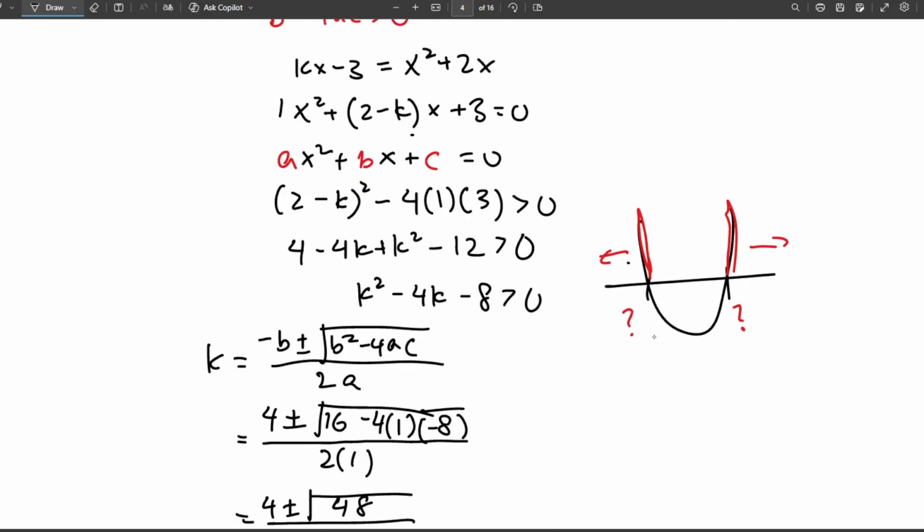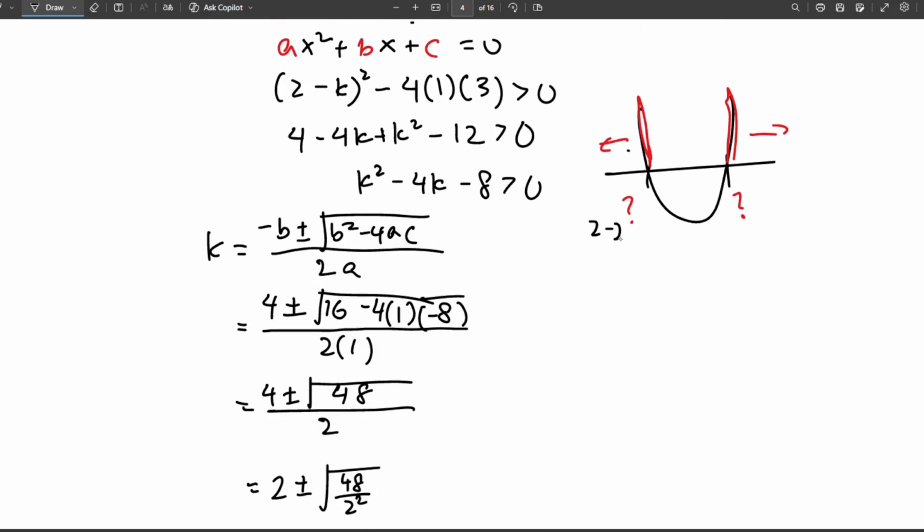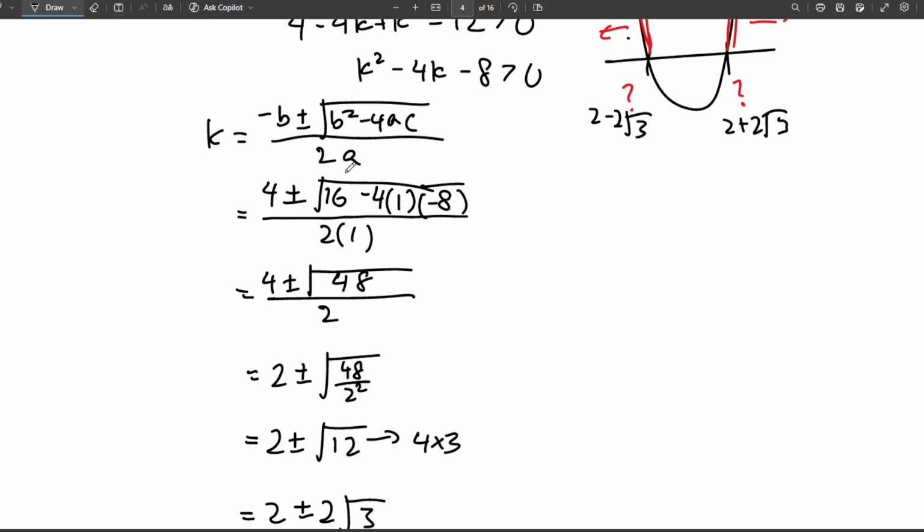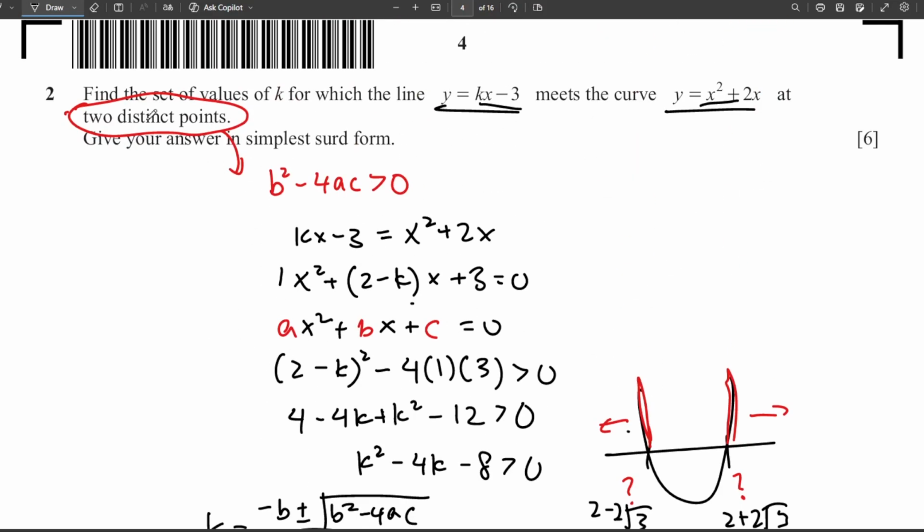So what happened is on the left hand side here, there is a 2 minus 2 square root 3. And on the right hand side is 2 plus 2 square root 3. So our k value is, k is smaller than 2 minus 2 square root 3, and k greater than 2 plus 2 square root 3. Okay, so that's the possible value of k.